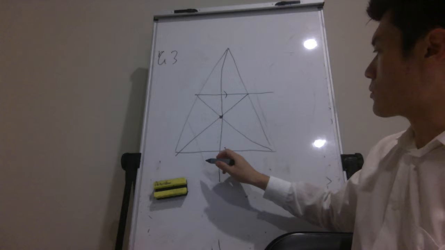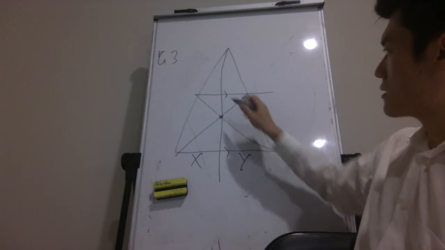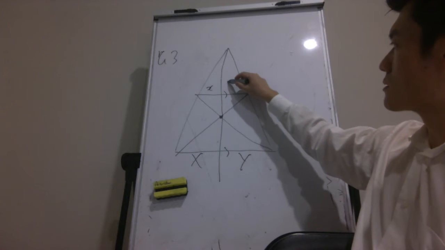So maybe you want to label it like x and this y. This could be like little x and this could be little y.